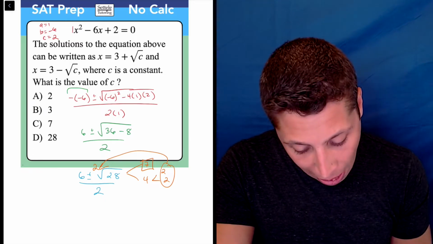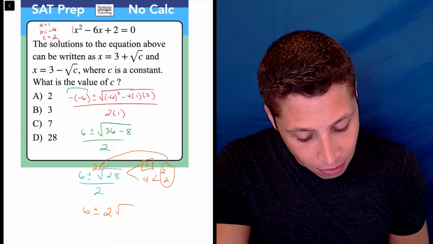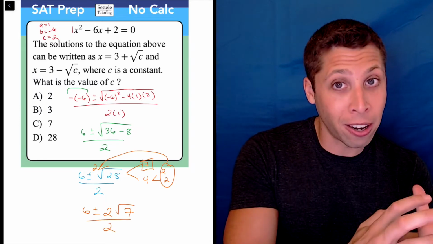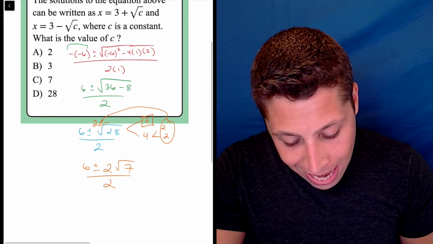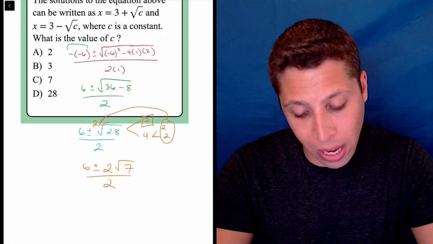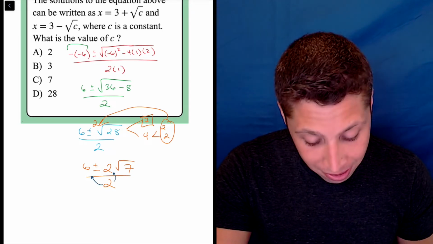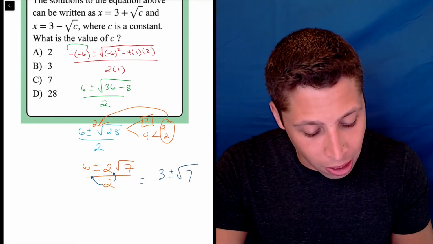So basically what's going to happen here is we're going to have 6 plus or minus, the 2 comes out, the 7 stays behind, and then it's all over 2. When we have a pair inside, it comes out as a single. That's the one thing to remember. Now we can simplify because we have a 2 that we can divide into both parts of this top piece. So that is going to get us 3 plus or minus, that 2 would cancel, radical 7.